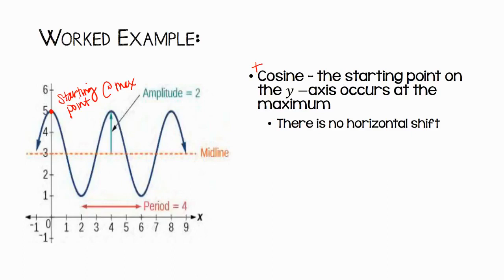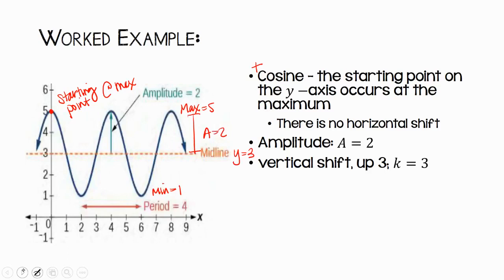So this is a positive cosine function. The next thing we want to find is the amplitude. So our max value is 5, and then our minimum value is 1. So we will add 5 and 1 and divide by 2 to find the midline, and then we will take that max value and subtract the midline to find the amplitude. So the midline is 3, and then the amplitude will be 2. Since the midline is 3, there is a vertical shift up 3.